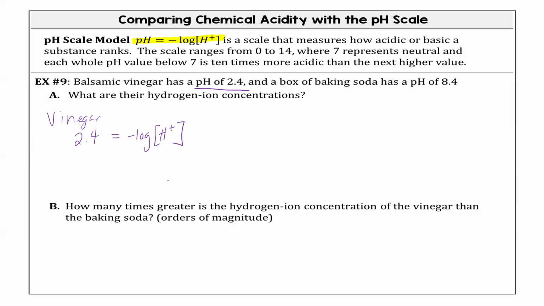What do I need to do to get the hydrogen by itself? You do the 10 thing. Yes, but before I do that, what's out in front? Negative. I have to do the negative first. In order to turn this into a positive, I have to make this into a negative. Do we see that? And now I can raise it to the 10 power. So now we have 10 to the negative 2.4 equals H plus for vinegar.